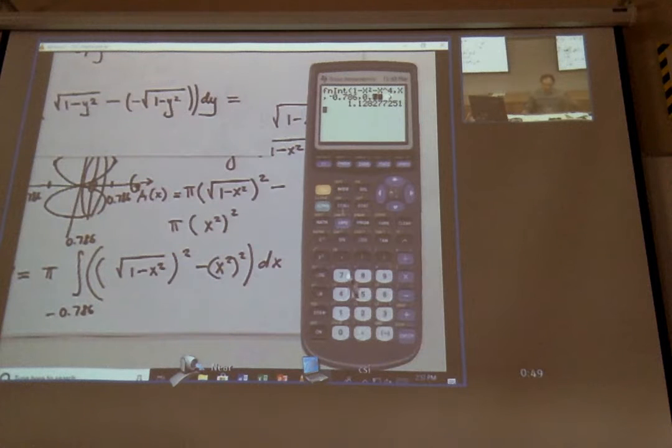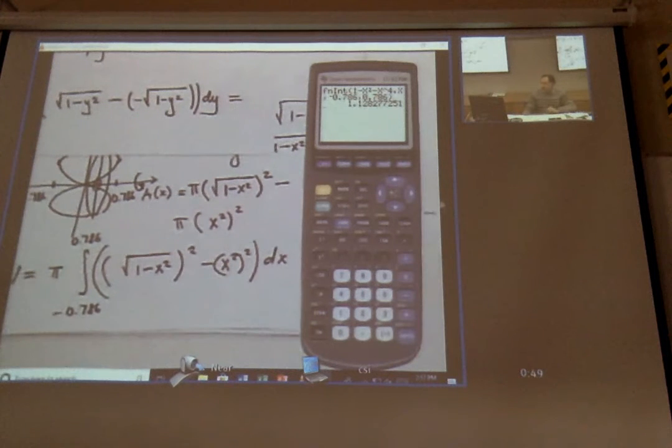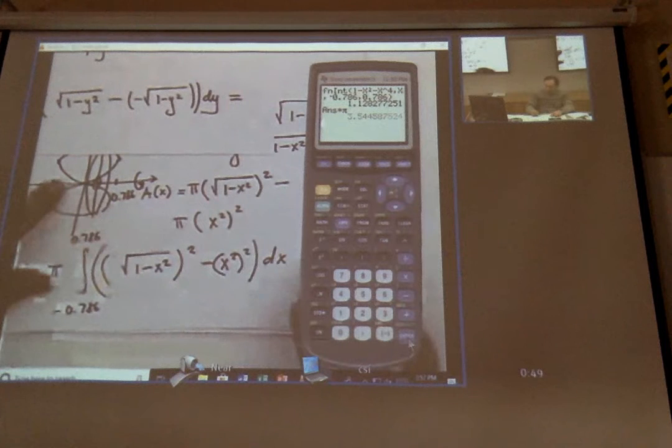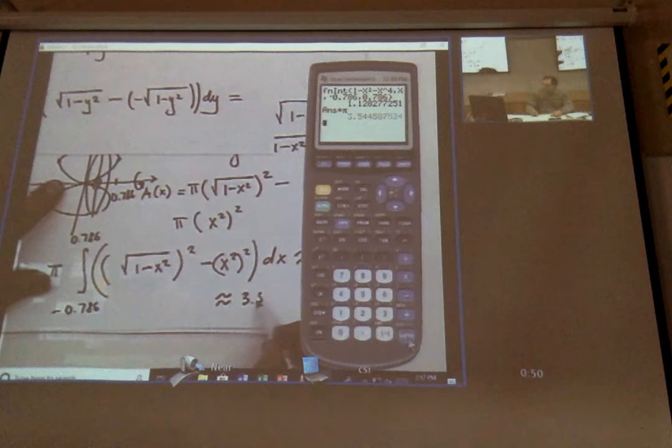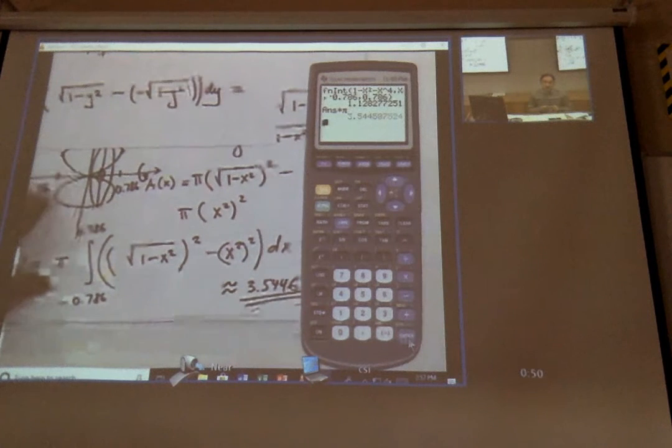No. Multiply by pi, good. I forgot pi, that's a very important thing. So I have to go back to the function and multiply it all by pi. You're absolutely right. So let me just get rid of this. I'm going to hit times pi. All right. So did we get the same? Yes. So approximately it will be 3.5446.